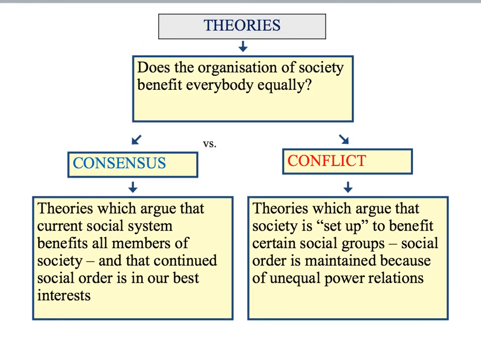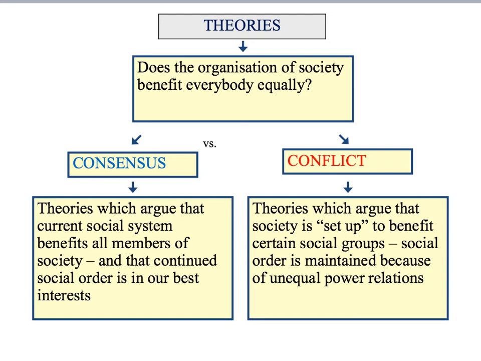One final way of distinguishing between different theories in sociology is to work out whether or not they are a consensus theory or a conflict theory. And here, the key issue is about whether or not the theory believes that the organisation of society is set up to benefit everybody or in the interests of particular groups.